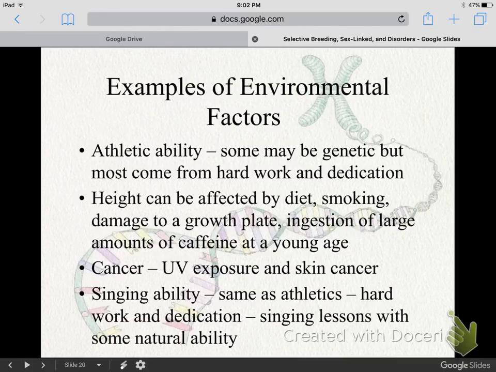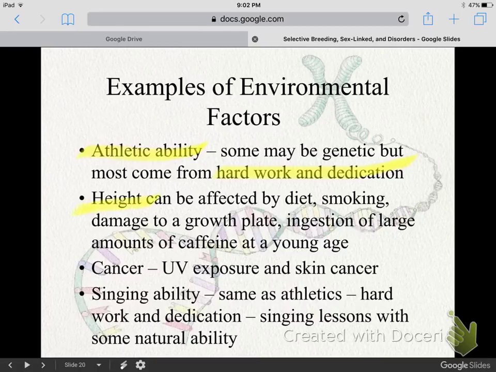So here are some examples for you, the first being athletic ability. So of course, some athletic ability may be genetic, right? If your dad's good at basketball, you might be good at basketball because of those genes. But you can also be good at basketball because you work hard and you're dedicated to working on your skills, right? So just because mom's good at volleyball doesn't mean you're going to be good at volleyball. You might have to still work hard and be dedicated, okay?